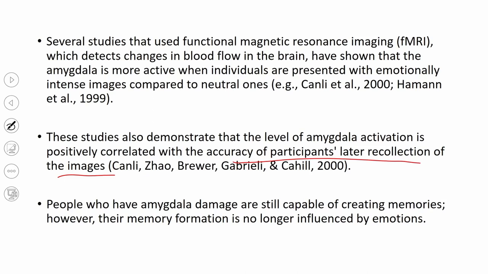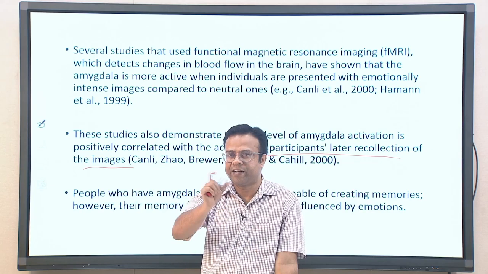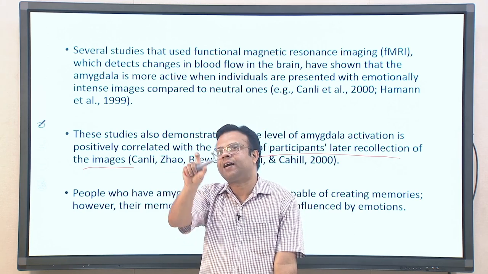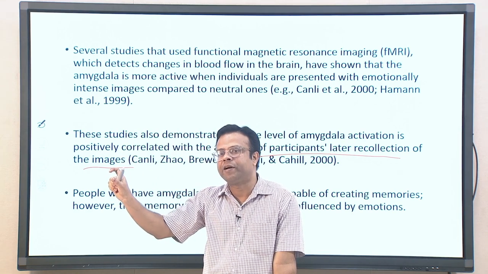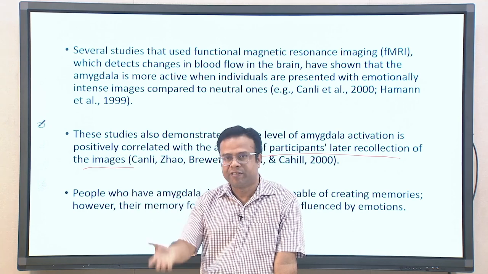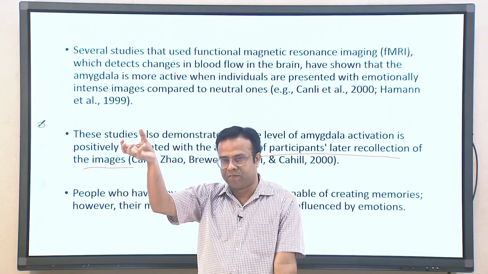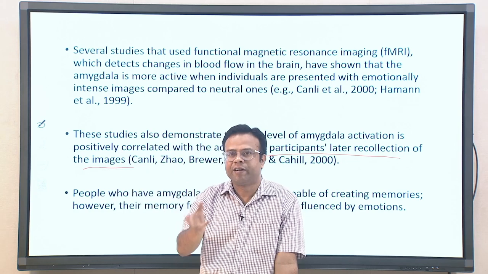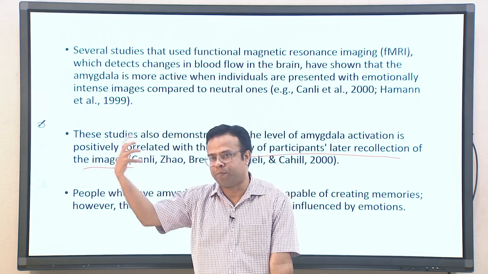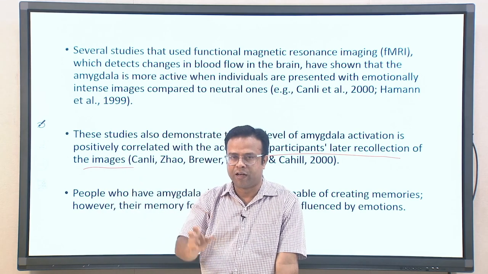People with amygdala damage can still create memories, but those memories are no longer influenced by emotions, because the amygdala mediates emotional experience. When we get intense emotions, that ultimately influences memory formation. If the amygdala is damaged, this mediation process will not be there, but they can still form memories, because memory has many other aspects. The amygdala is not the only thing; it only mediates the emotional reaction, which enhances memory formation for emotionally associated events.